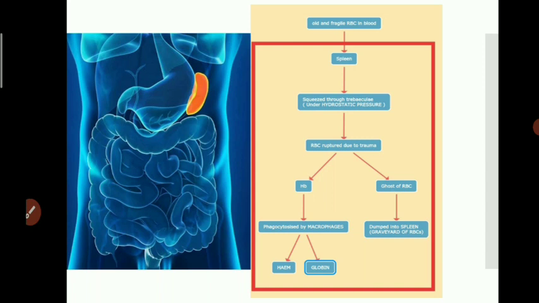So when the RBC gets ruptured, the entire hemoglobin content comes out of the RBC and what is left behind is the ghost of RBC, that is the cell membrane of RBC. This ghost of RBC is phagocytosed by the macrophages. Basically, it is dumped in the spleen where the macrophages and other phagocytic cells will destroy it. This is the reason that the spleen is also known as the graveyard of RBCs, because the ghosts of RBCs are dumped inside the spleen.